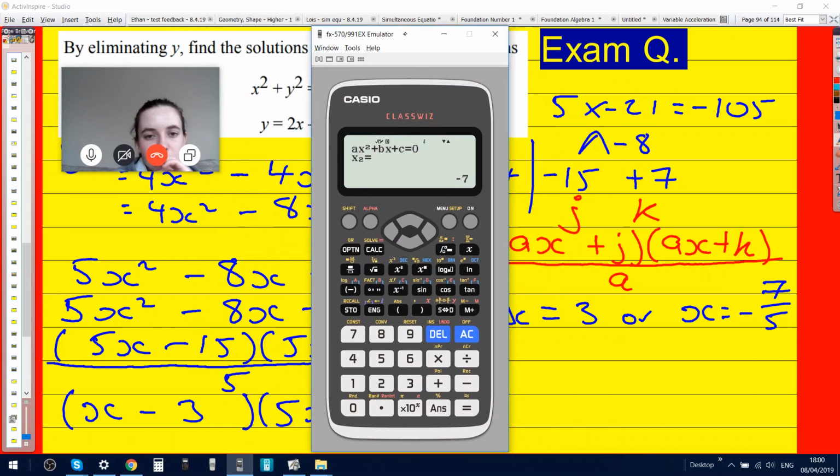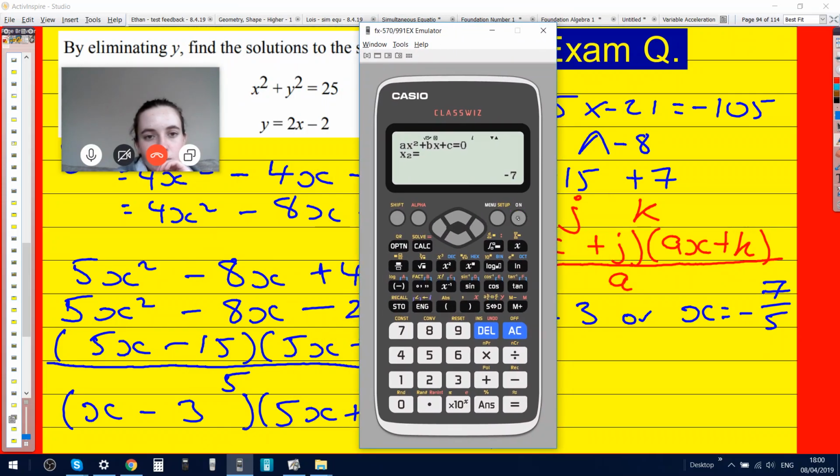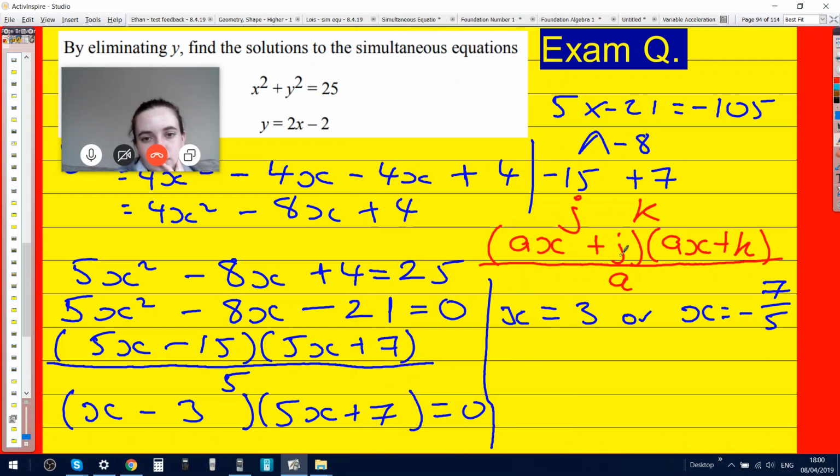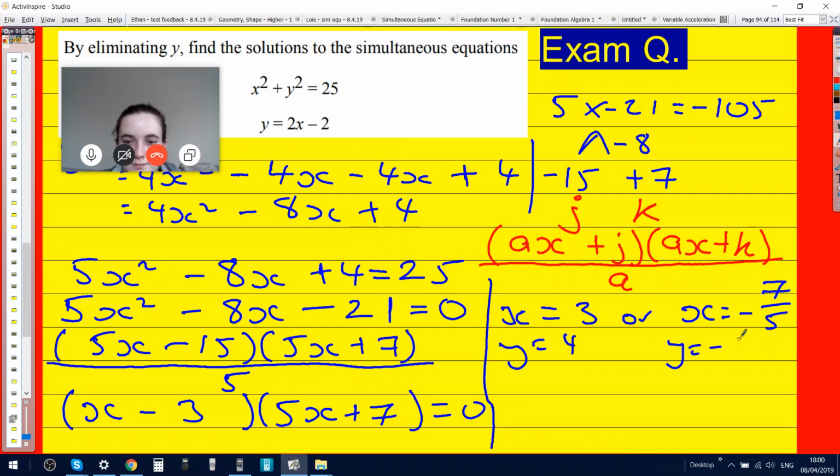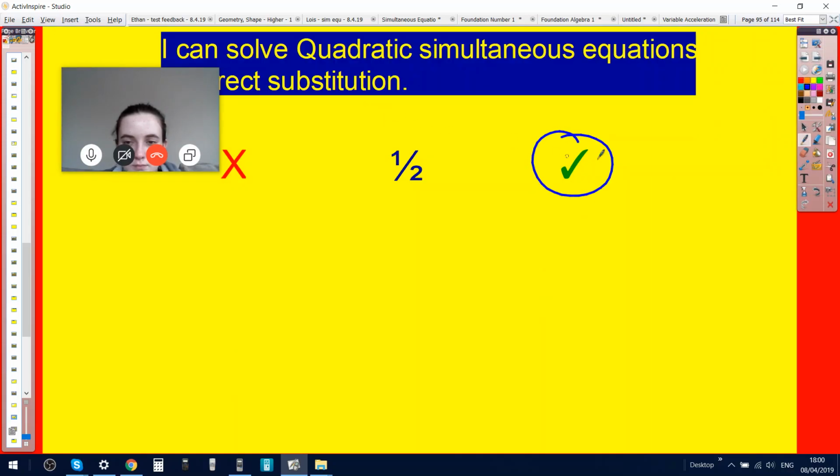Sub it in. So y equals 2 times 3 minus 2. So that one is 4. And the other one? 2 times minus 7 over 5 minus 2. Okay. And that's minus 4.8, or that fraction. And that's how you do those.